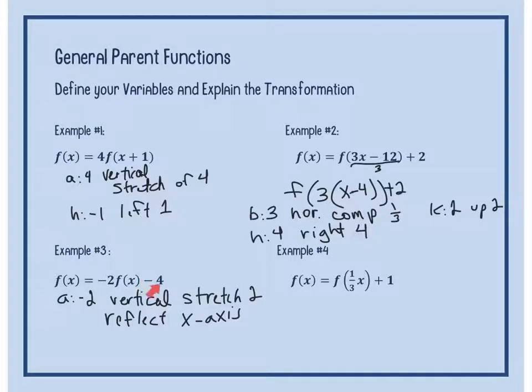At the end, remember that this is never in the parentheses. This is a -4. That is my k value. So k is a -4, and it means this graph is going down 4.